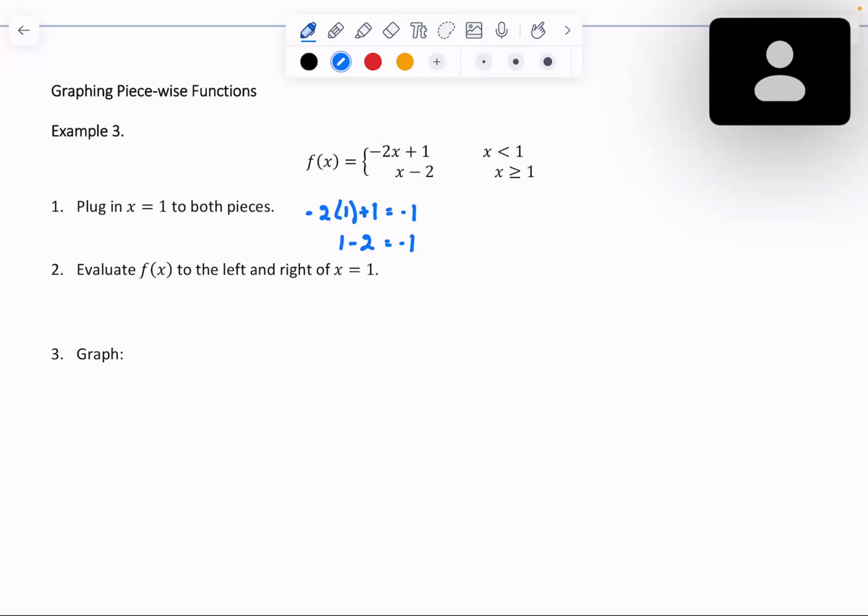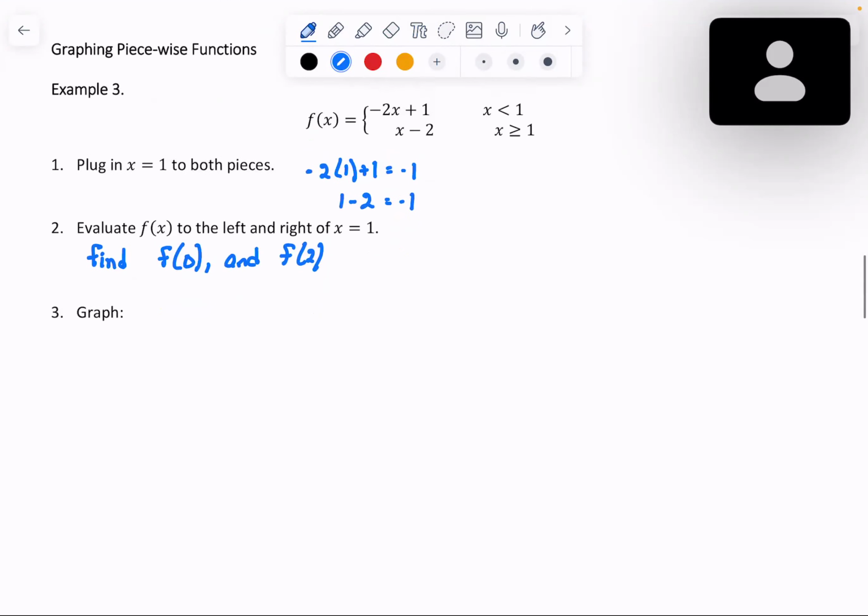Now it says evaluate this to the left and the right of x is 1. So what we're going to do is find f of 0 and f of 2, because that will give me a piece that fits into the top one whenever I plug in 0, and to the bottom piece whenever I plug in 2. So let's do that real quick.